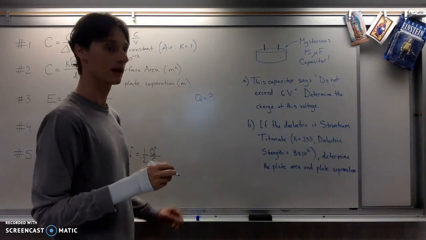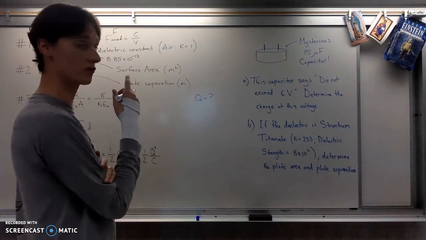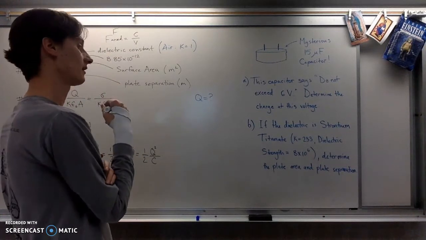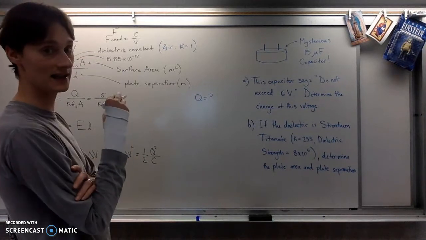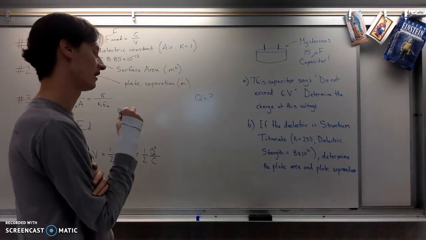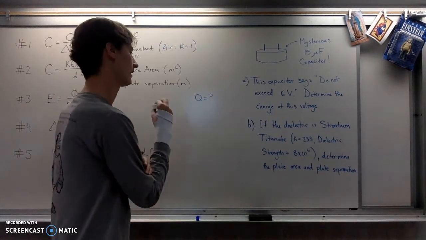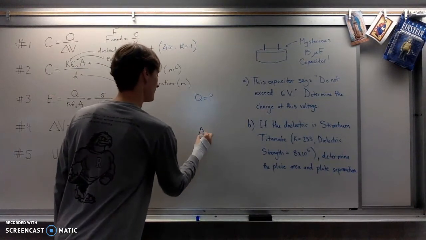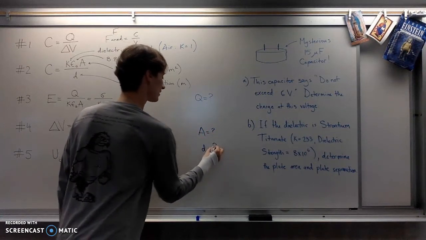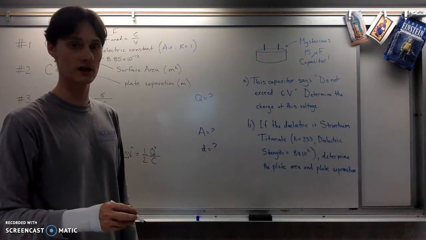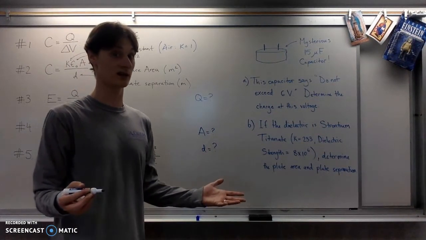And then in part B, it says if the dielectric is strontium titanate, kappa is 233, the dielectric strength is 8 times 10 to the 6th, determine the plate area and the plate separation. So we're trying to find A and D. See what you can set up. I'm going to pause the video, and then I'll resume, and you'll be able to see the correct work.